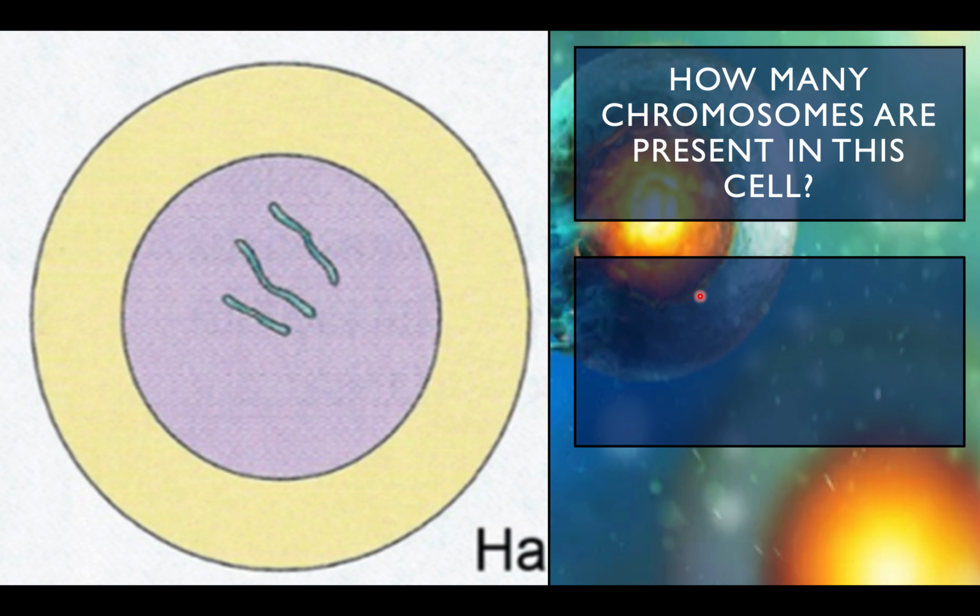How many chromosomes are present in this cell? Do not say 1.5. We have 3 chromosomes, okay? We have 1, we have 2, and we have 3. And they are unduplicated chromosomes. Clearly, because there is no centromere anywhere in here. There is no identical chromosome.